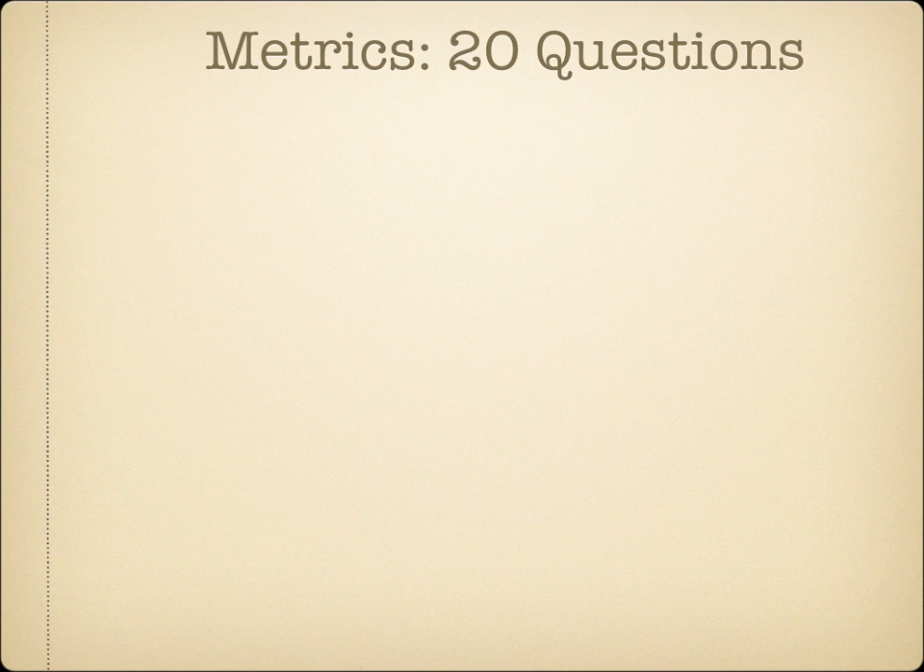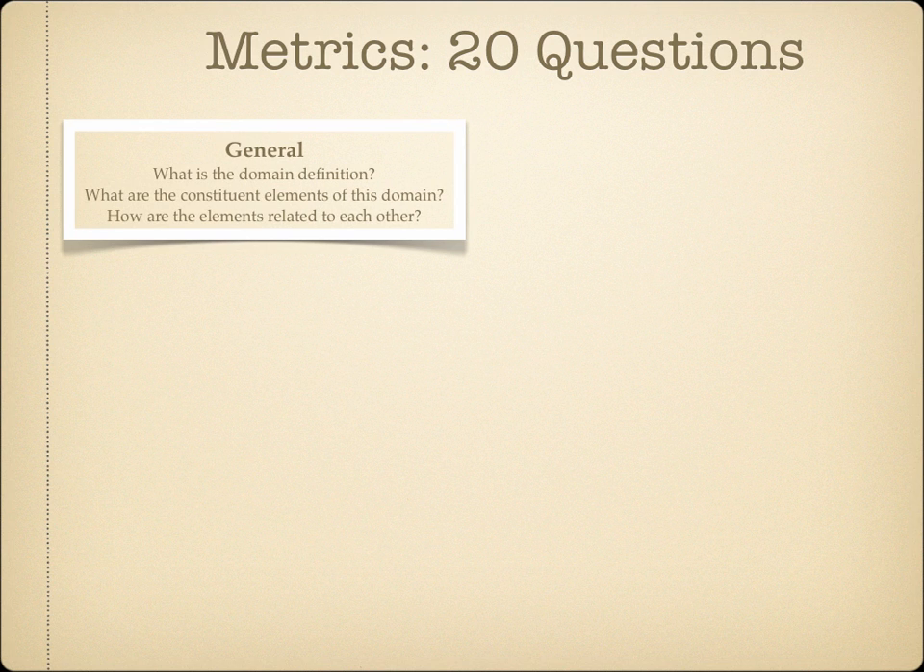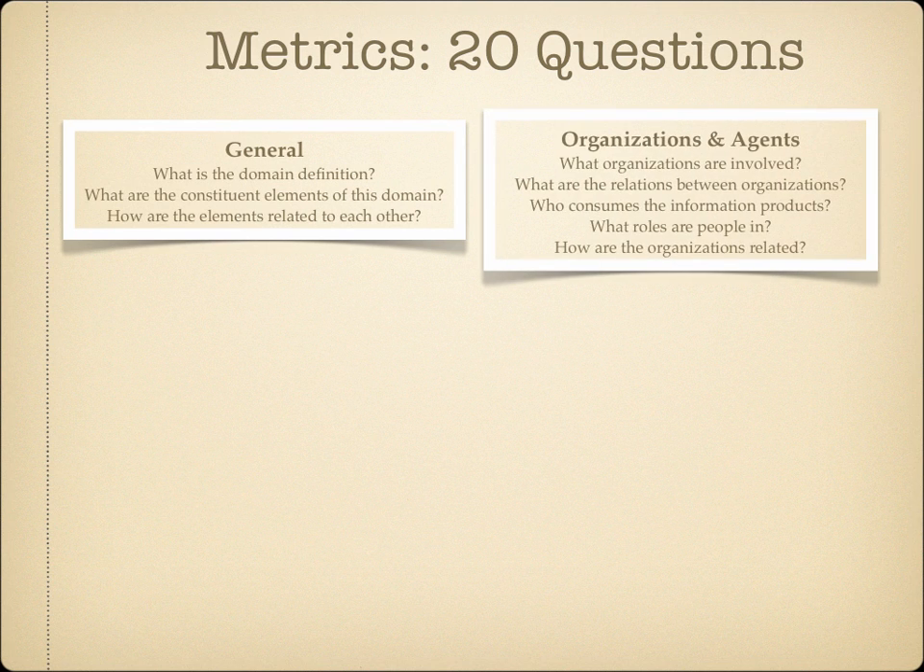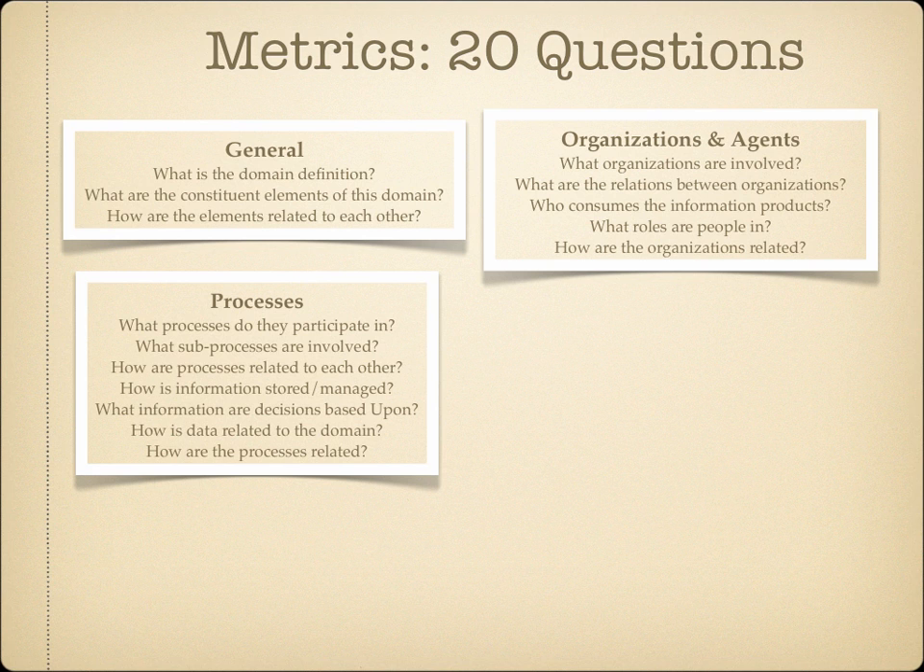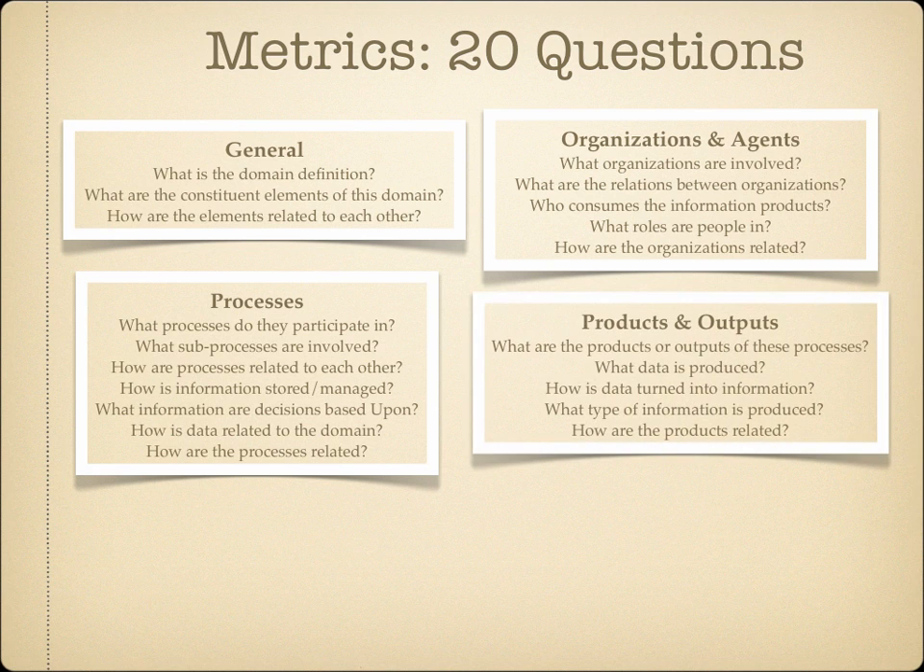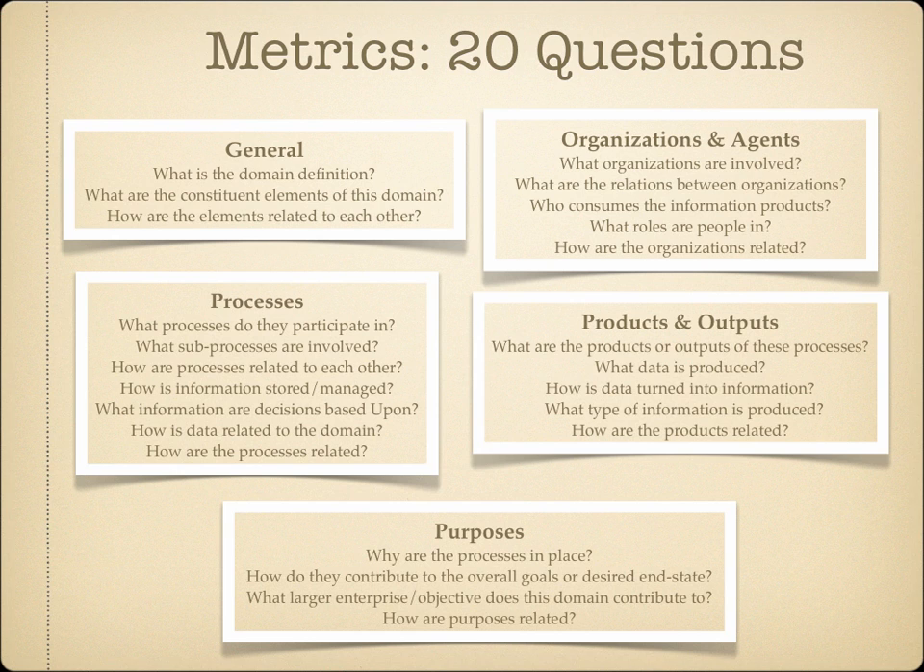One method for establishing metrics, or measures of effectiveness, for a domain ontology is to play 20 questions at the beginning of the process. For enterprise ontologies, these questions fall into 5 basic categories: general questions about the domain, questions specific to the organizations and agents involved in the domain, questions specific to the processes they are involved in, questions specific to the products or outputs of these processes, and questions specific to the purposes or reasons for each of these elements. The ontology's coverage of these questions will be one of the primary metrics to be assessed later in the revisions process.